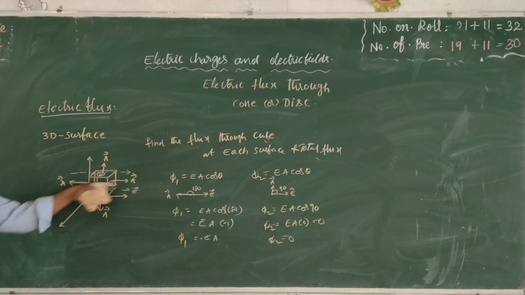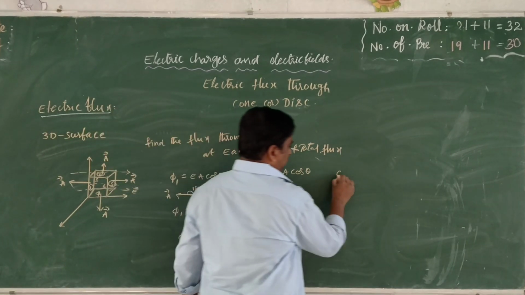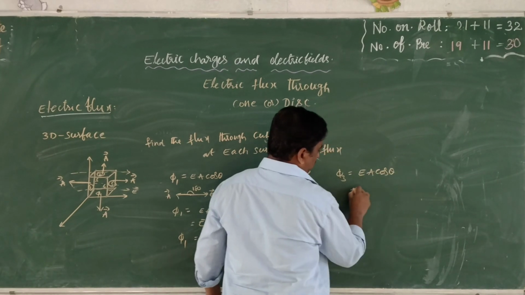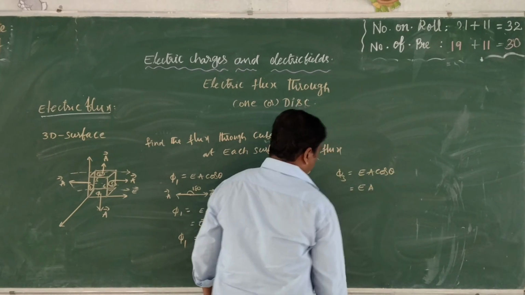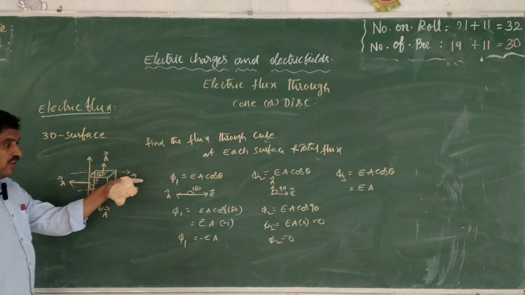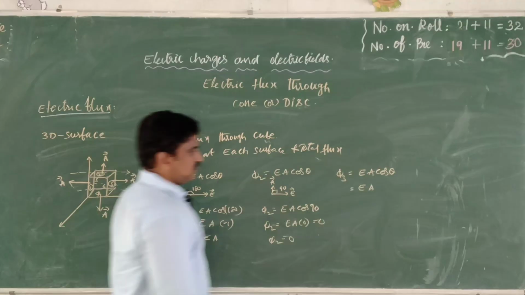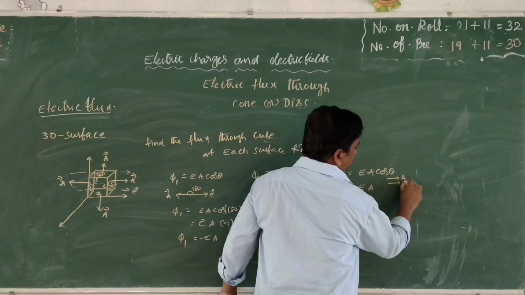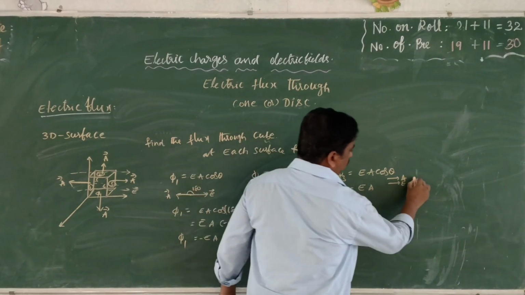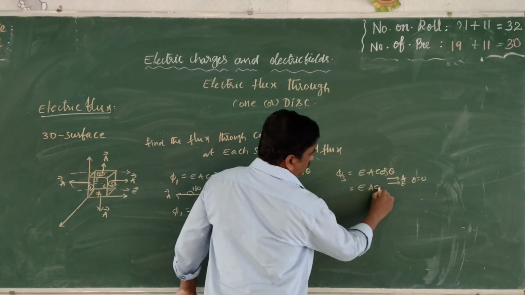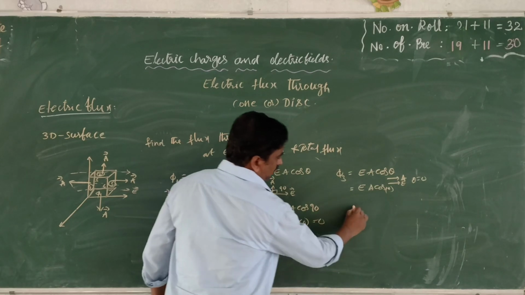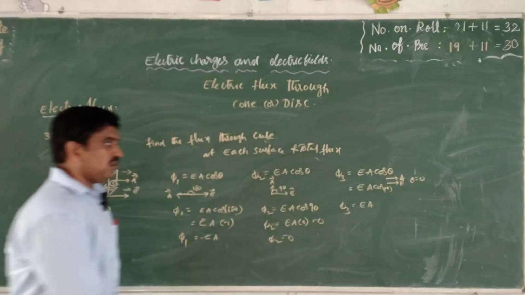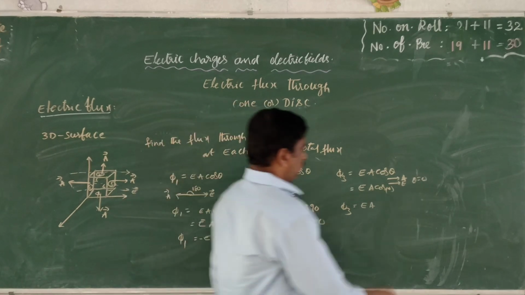So the flux through the third surface. For the third surface we can write EA cos theta. For example, this is the direction of the area vector and this is the electric field. Both are in the same direction, theta equal to 0. EA cos 0, and cos 0 is 1. So we can write EA. So the flux through the third surface is EA.